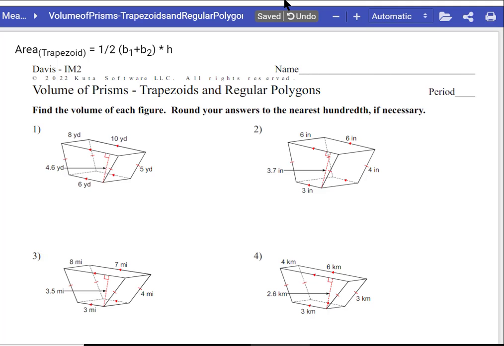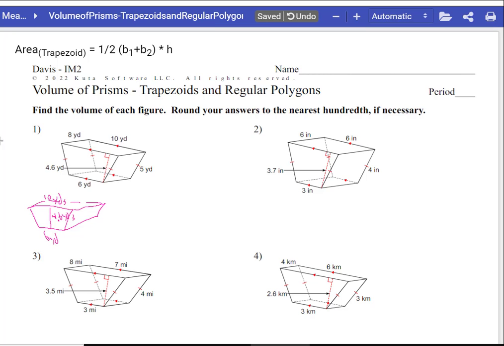So we have to find the area of the trapezoid and how many times it repeats. For example, for problem number 1, we have this front polygon right here. I could draw it out. Here's my polygon. It's 6 yards. The height of it, from here to here, is 4.6 yards. And then the top one is 10 yards. So this shape repeats going backwards a certain number of times, and we just want to figure out what that is.